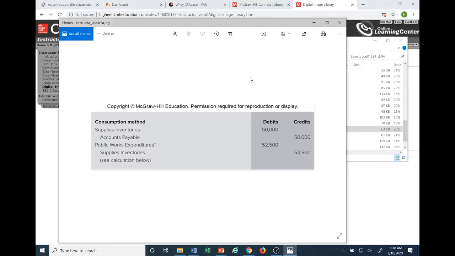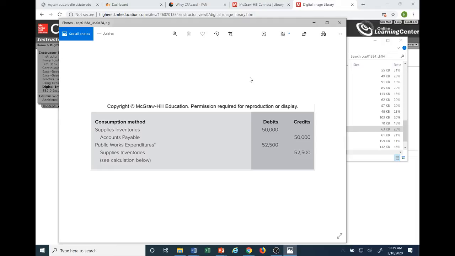So what does it say for the consumption method? It says, under the method, supplies inventory is debited when inventories are acquired, right? So we can see here, this is the consumption method. So obviously the first entry, when we debit supplies inventory of $50,000 and credit accounts payable of $50,000, we've done exactly what the consumption method says we do. When we order supplies, the supplies inventory is debited, so we debited it, credit the accounts payable, right?